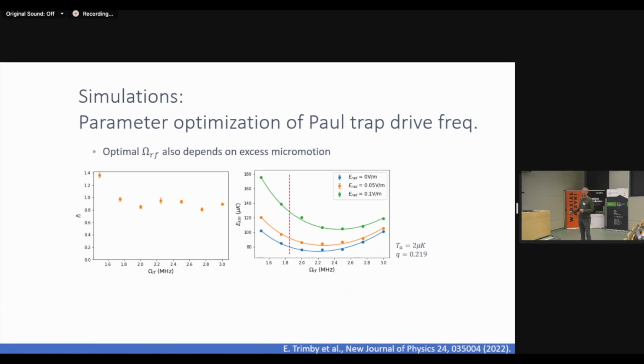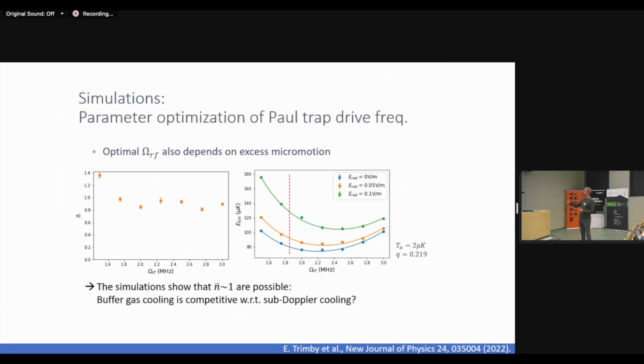We have published the code that we used together with the paper here. So you can throw darts at the periodic table, and then you can download the program here for your atom and ion combination, and you can calculate what Paul trap you should build. Do it.